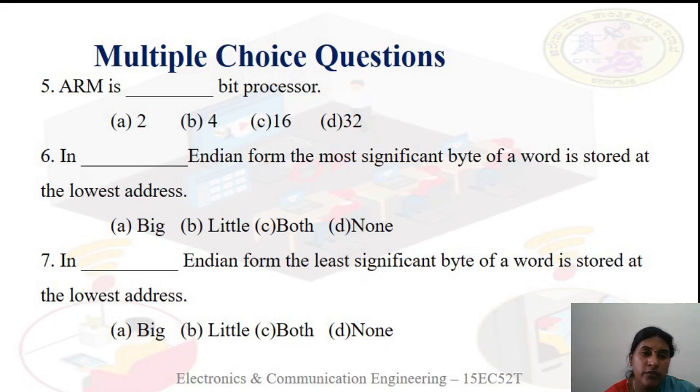So in this question, what they asked: in dash endian form, the most significant byte of the word is stored at the lowest address. Which one? It's big endian, right? The answer is big. The next one, in dash endian form, the least significant byte of the word is stored at the lowest address. It's nothing but little. In little endian form, you are saving the least significant byte of the word at the lowest address. Right? No confusion, right?